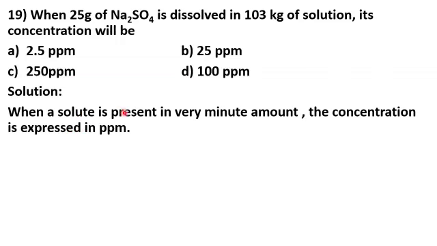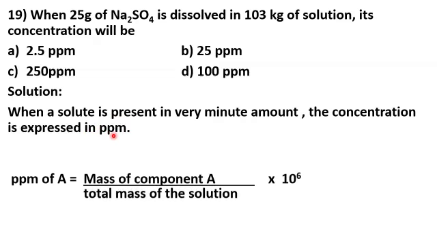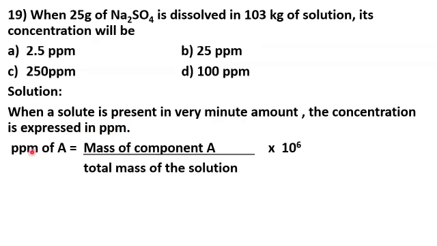So when a solute is present in very minute amount, the concentration of the solution is expressed in terms of parts per million, that is ppm. The formula for ppm of any component A is equal to mass of component A divided by total mass of the solution into 10 to the power 6. This is the formula. So substitute the values here.